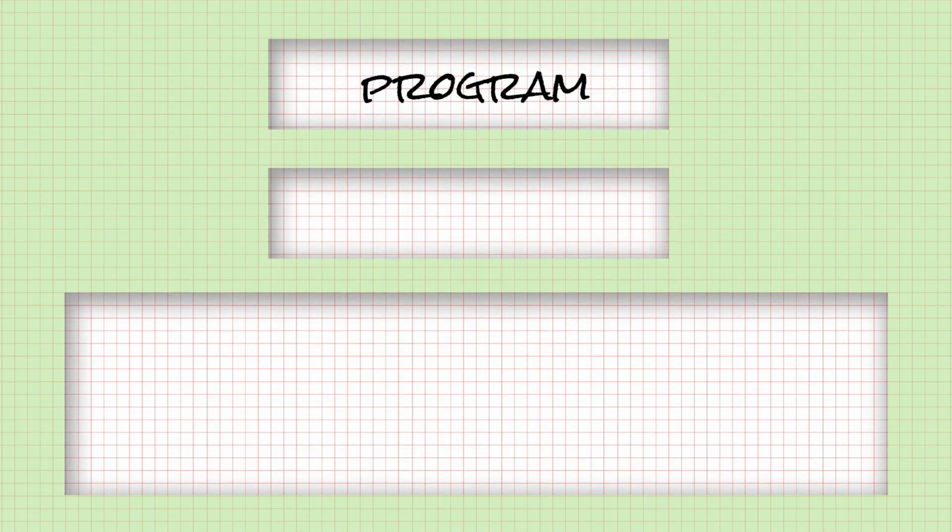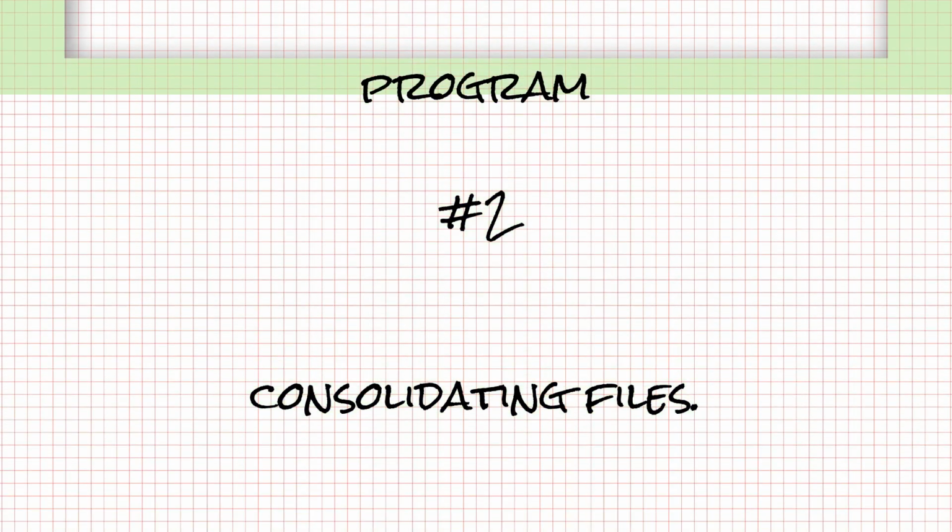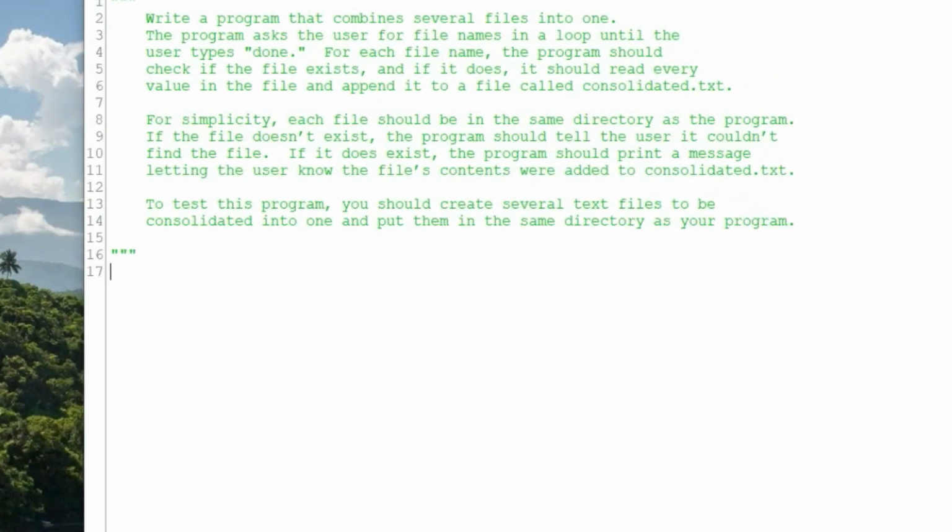Program 2, Consolidating Files. Write a program that combines several files into one. The program asks the user for the file names in a loop until the user types done. For each file name, the program should check if the file exists, and if it does, it should read every value in the file and append it to a file called consolidated.txt. For simplicity, each file should be in the same directory as the program. If the file doesn't exist, the program should tell the user it couldn't find the file.